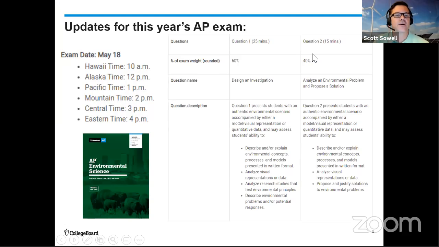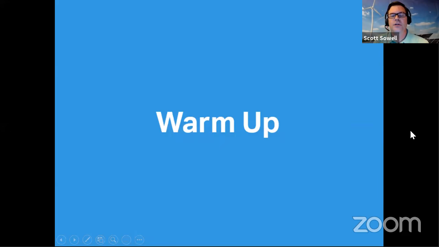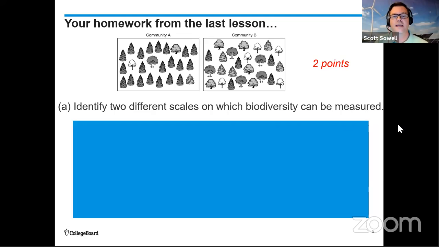So just as a reminder, here's our exam date, May 18th, and those are the times. And then we've also got the details of what's on the exam, the two FRQs for you to take a look at. So yesterday, Ms. Fassler talked to you about biodiversity and really got into the theory of island biogeography. So just to review some of those concepts on biodiversity, she left you with an FRQ, and we are going to go over that together now.